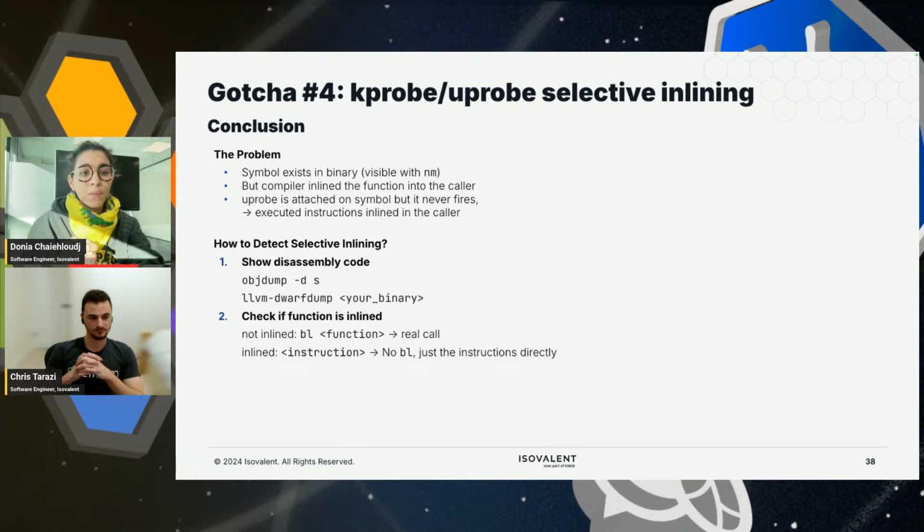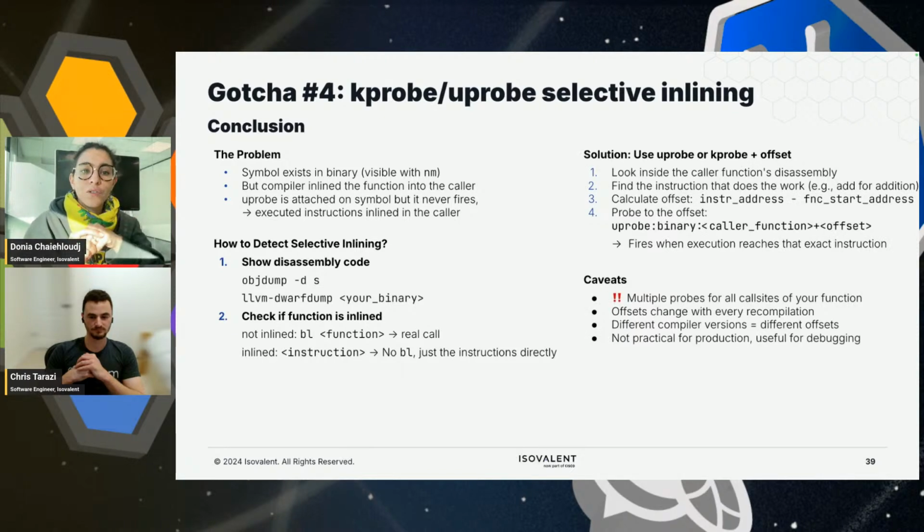You can show the assembly code using objdump or llvm-dwarfdump. These are two tools that can be used, and you can check if the function is inlined. As we saw, a BL means there is a branch, a real call, so that's okay, there is no selective inlining. And if you see the instructions directly and there is no BL to the actual function, it means that selective inlining has been applied.